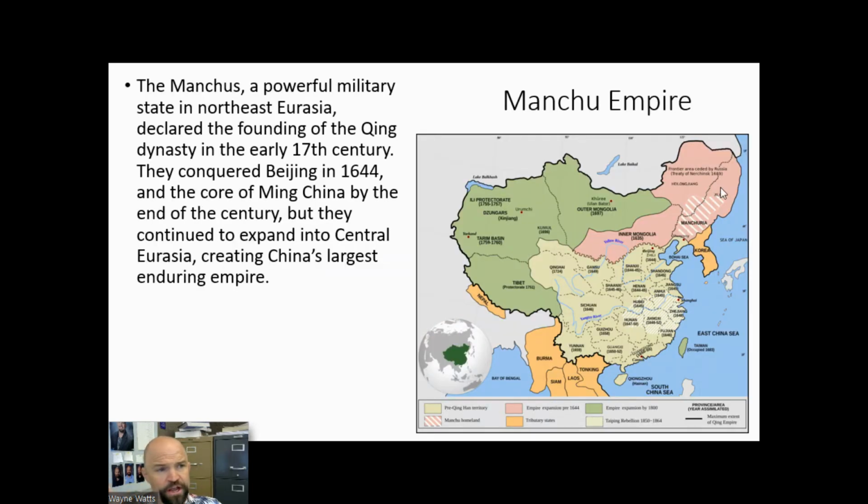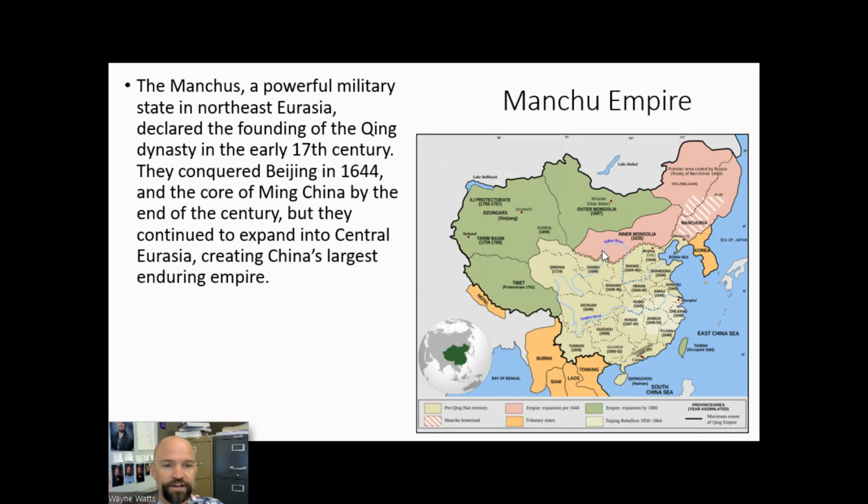The Manchus were from this region up here, northeast of the Great Wall, a powerful military state in Northeast Eurasia, declared the founding of the Qing dynasty in the early 17th century. They conquered Beijing in 1644, and hence we usually talk about the Manchu or the Qing dynasty starting in 1644, and we're going to see this dynasty ruling over China all the way up until 1911.